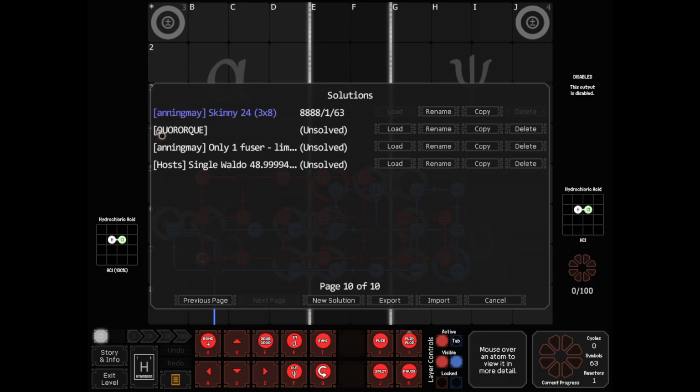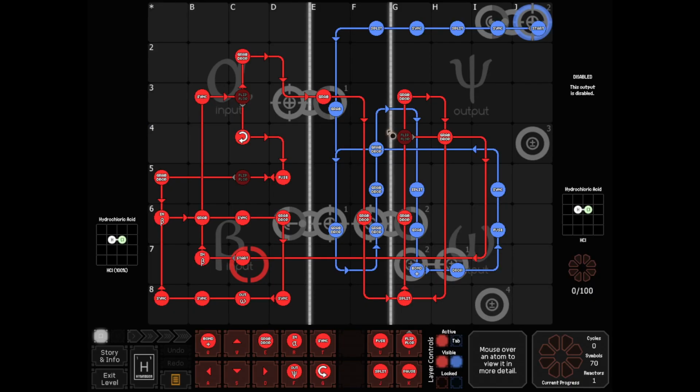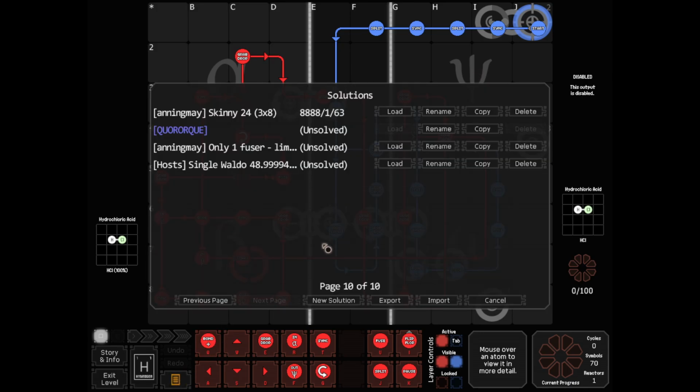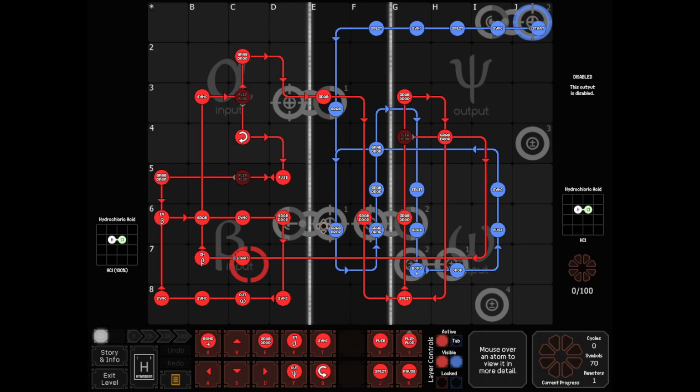Next, we have 2 solutions that answer the question, do you need 2 fusion lasers to solve this level? And the answer is no. You can create arbitrarily many outputs with only 1 fusion laser. So 2 people submitted a solution to this, and I think Big Mango Head also wrote that in text form, but didn't make a solution out of that.